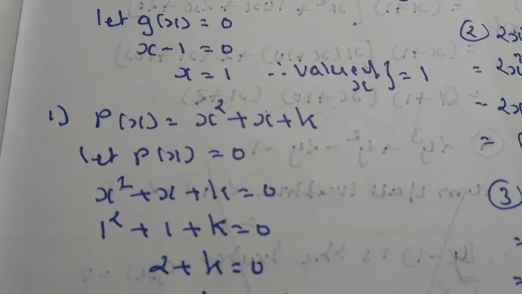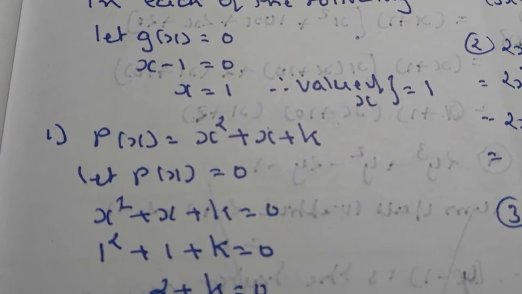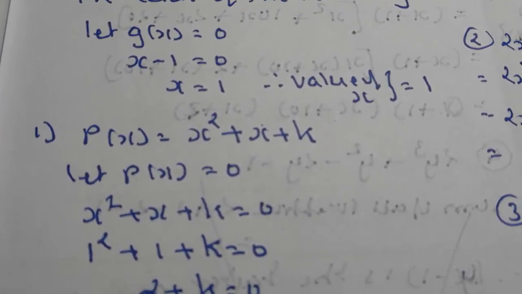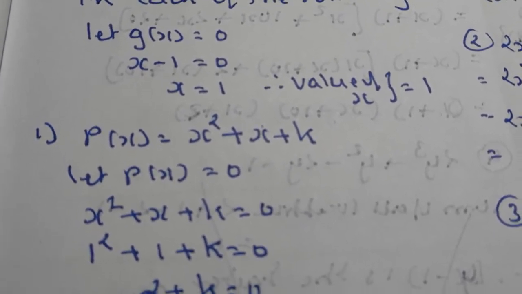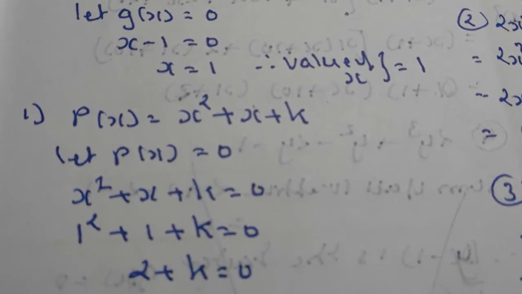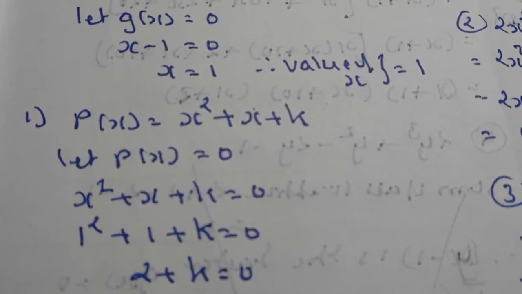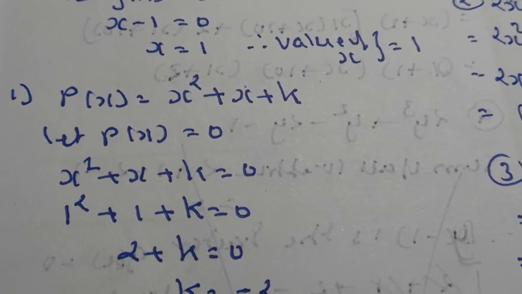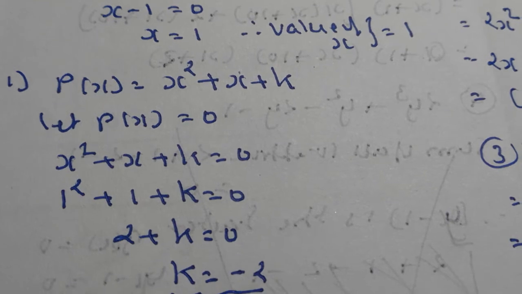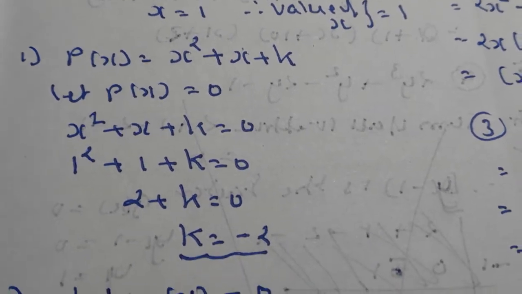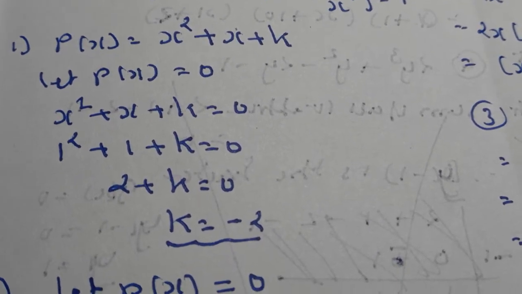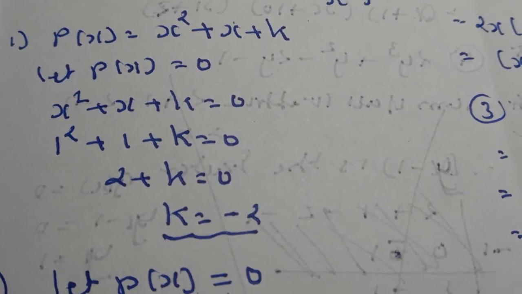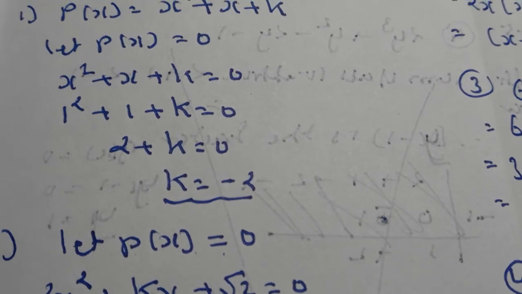So now in our question, first p(x) is equal to x square plus x plus k. So we are going to again assume p(x) is equal to 0. So x square plus x plus k is equal to 0. Now instead of x we are going to keep the value of x, that is 1. So it is 1 square plus 1 plus k is equal to 0. So 1 plus 1 is 2, 2 plus k is equal to 0. 2 is shifted on the right hand side, so k is equal to minus 2.